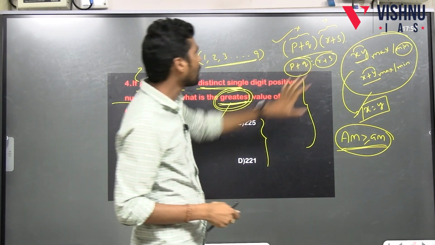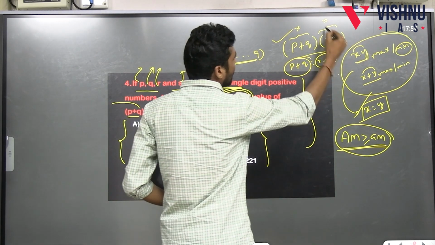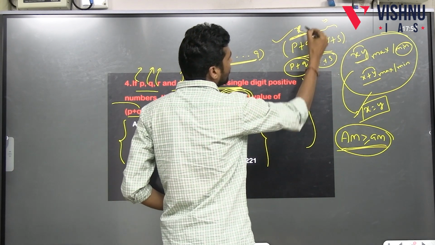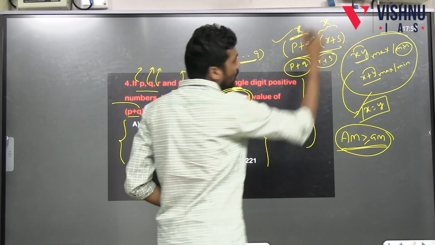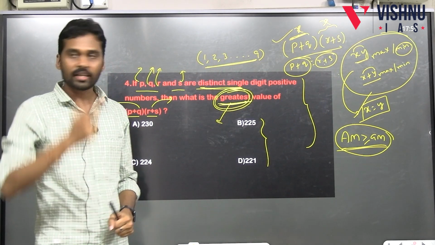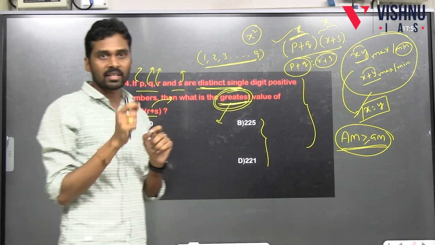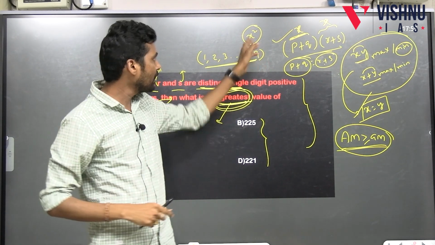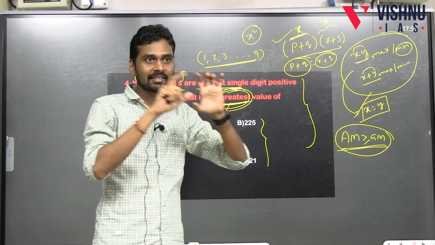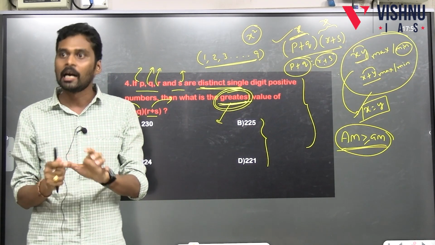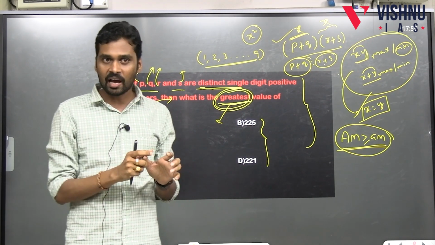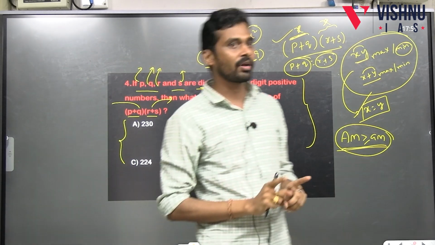P plus Q is equal to R plus S means that what? So let's say that this value is x, even this value would also become x, right? Then x into x becomes x square. X square means that it is a perfect square, which means that our final answer would be a perfect square number.